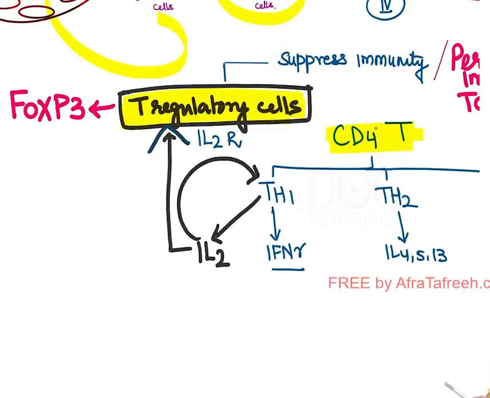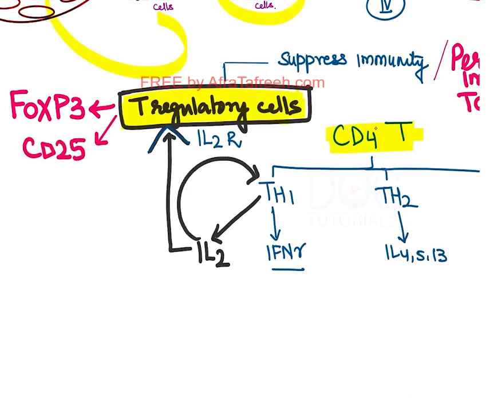Okay, so the first marker to be used here in identifying regulatory T cells is FOXP3. The second marker is one which could pick up the interleukin 2 receptor. This is CD25. So CD25 is the marker to identify the interleukin 2 receptor. So what are the two markers which can help in identifying regulatory T cells? It is FOXP3 and CD25. These are the two markers which help in identifying regulatory T cells.